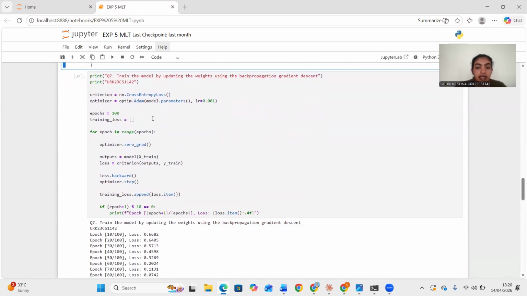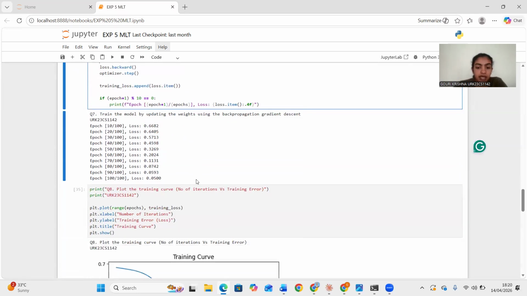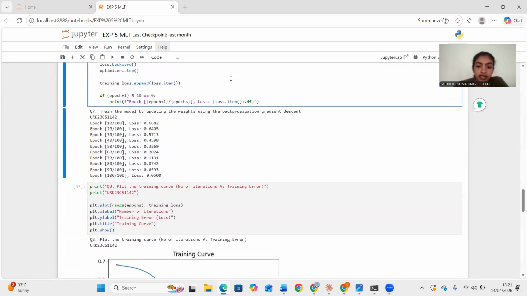In question 7, it's basically to train the model. In this step, I train the model using the loss function and optimizer. The training steps involved are forward pass, loss calculation, back propagation, and weight update. Forward pass means the model predicts the output, and loss calculation compares the prediction with the actual. In back propagation, it calculates the gradients, and weight update means it will improve the model. This process is repeated for 100 epochs to minimize the error.